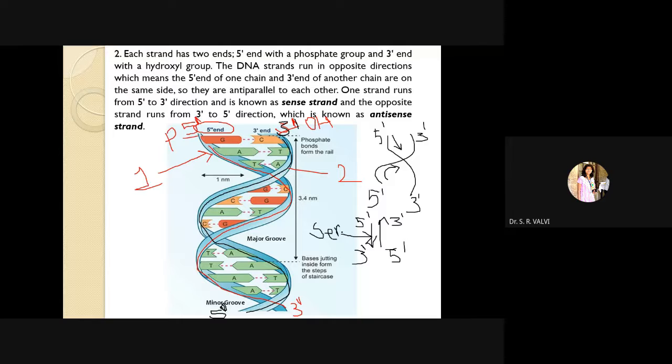Sense strand, which runs from 5 prime to 3 prime. Here you can see the sense strand runs in the 5 prime to 3 prime direction, whereas the opposite one, known as the anti-sense strand, runs in which direction? 3 to 5 prime. This is anti-sense, I will write only AS. Got it? So here is the prime and how it runs.